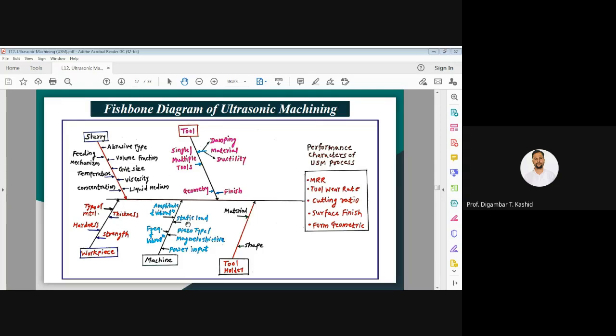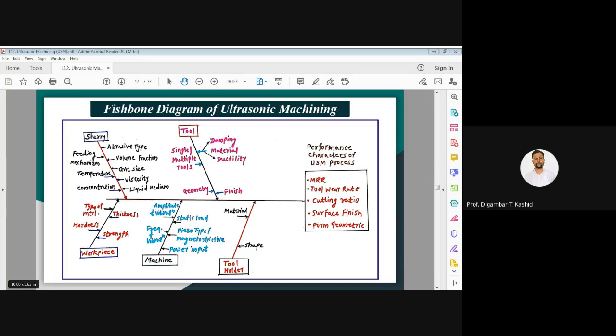Now I will give 3 minutes to draw this diagram because this is very important. I request all of you, please draw this diagram. This is very important.